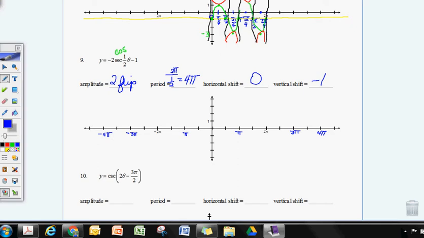It has a vertical shift. The vertical shift is -1. So everything is based off of that line. So since I'm dealing with a cosine wave and I got to go 2 units down, I'm going to -3 and up to 1. My cosine wave would hit its lowest point.